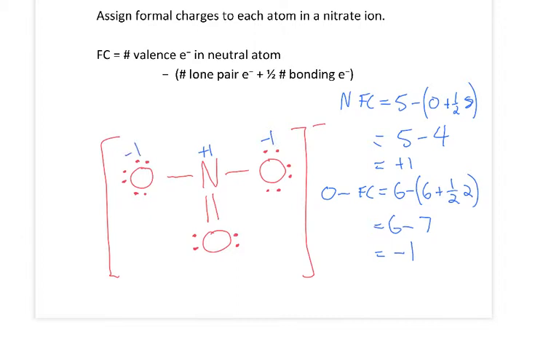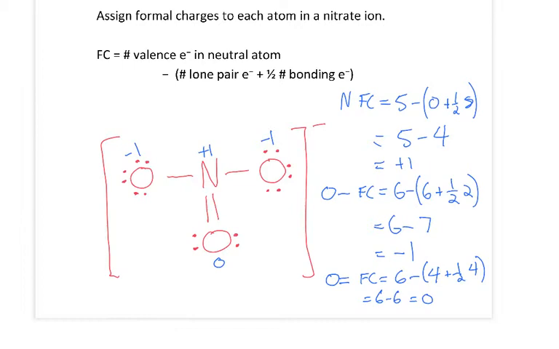All right, and then if we look at the double bonded oxygen, its formal charge is 6 valence electrons minus, it has 4 lone pair electrons, 1/2 times 4 bonding electrons. And so the formal charge is 6 minus 6, or 0. So the formal charge on that oxygen atom is 0.